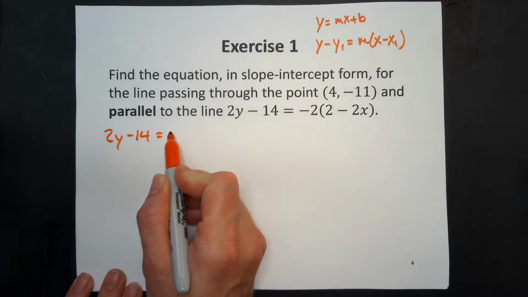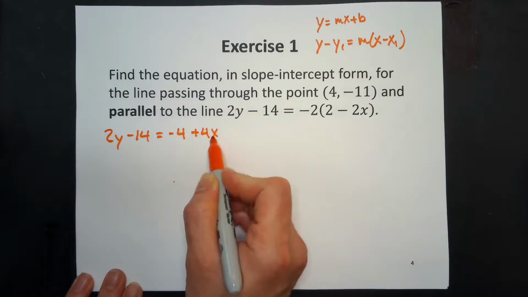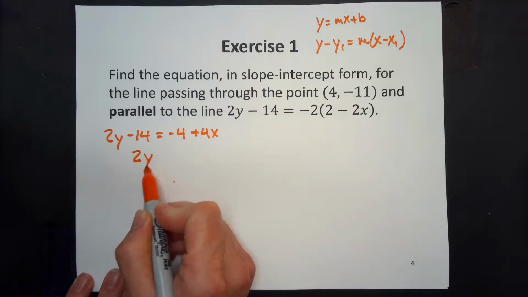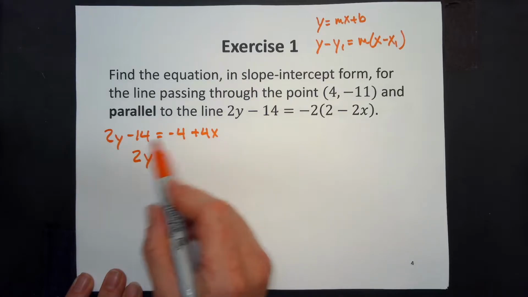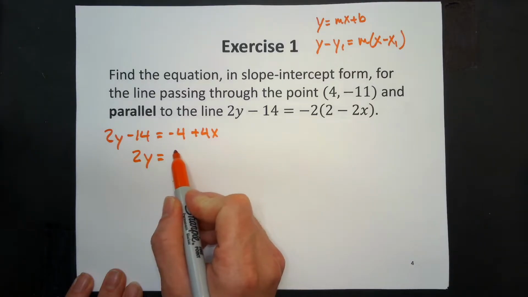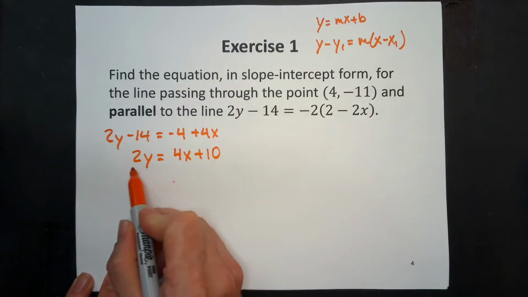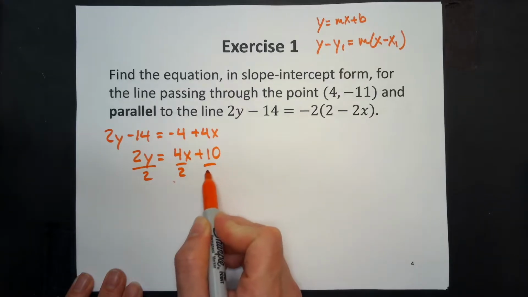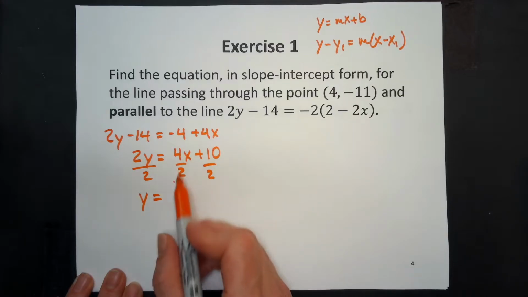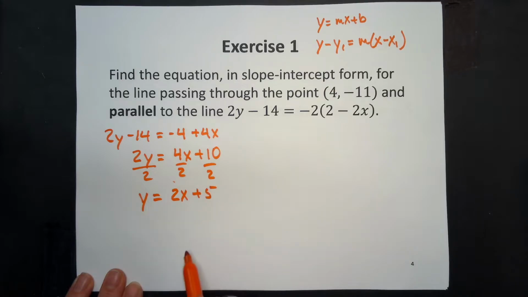So I'm going to get -4 plus 4x, and then I'm going to add 14 to both sides, so I'm going to get 2y equals, and if I add 14 to both sides, -4 plus 14 is going to be 10, so I'm going to have 4x plus 10, and then I'm going to divide both sides by 2. I'm going to divide every term by 2, and so I'm going to get y equals 2x plus 5.